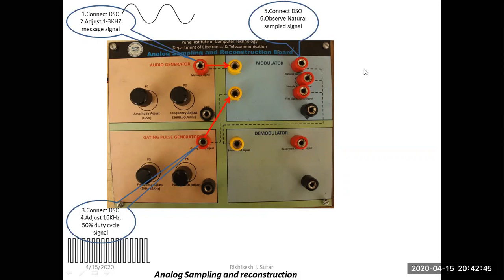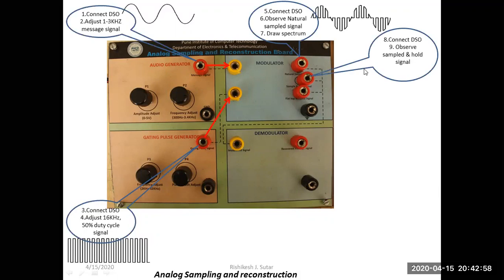The time domain version of natural sample signal will look like this. I can observe the spectrum of natural sample signal on the DSO. At the second output of modulator block, I can observe sample and hold signal. Its time domain version will look like this. I can also observe the spectrum on the DSO for sample and hold signal.